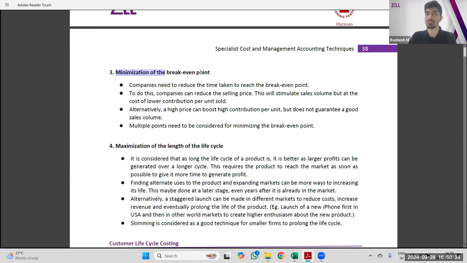Then I want to minimize the break-even point. The sooner I break even, the sooner I can start new product cycles and be the one who kills my own product rather than waiting for a competitor to kill my product, right?